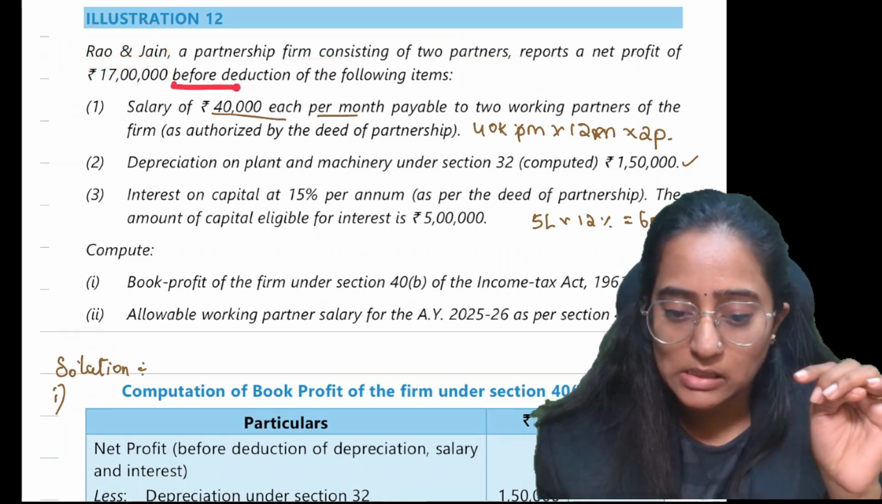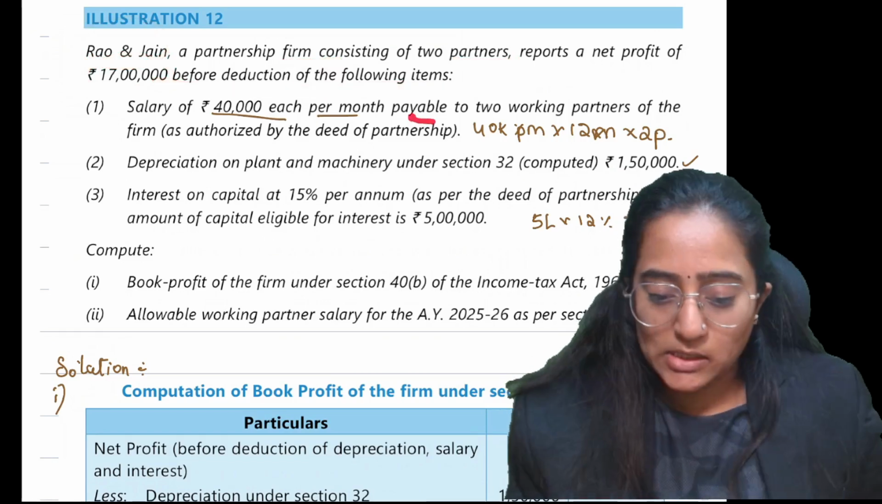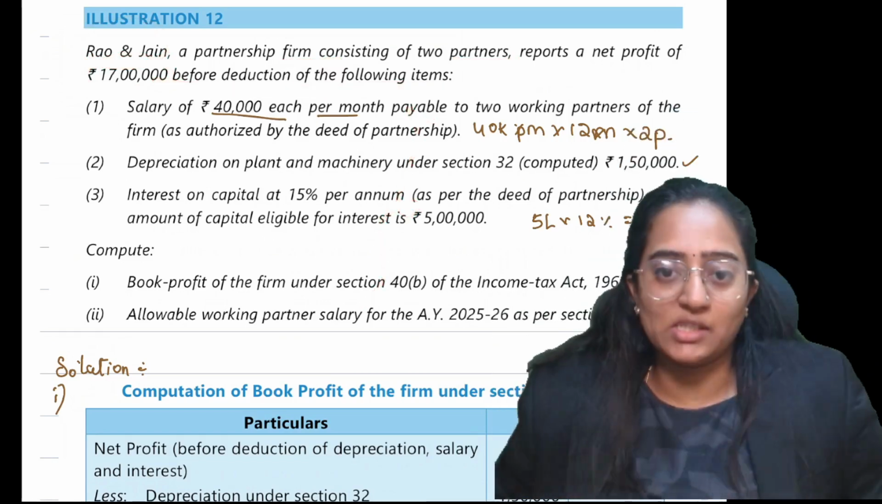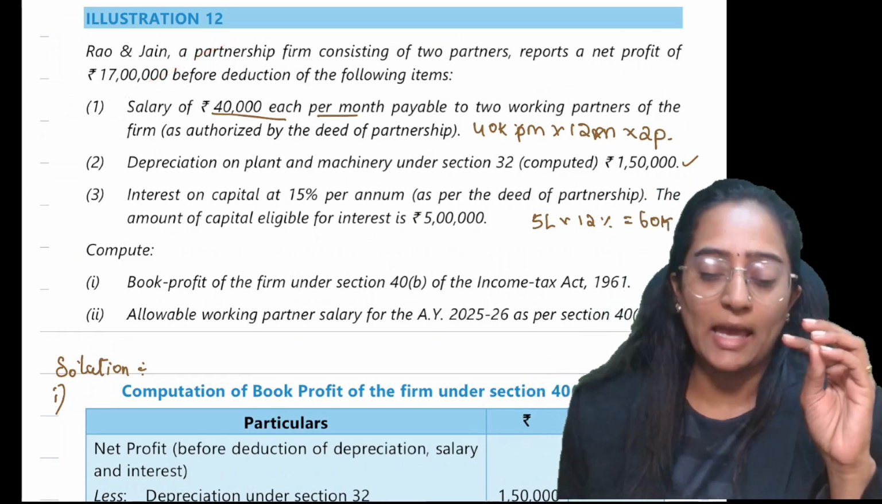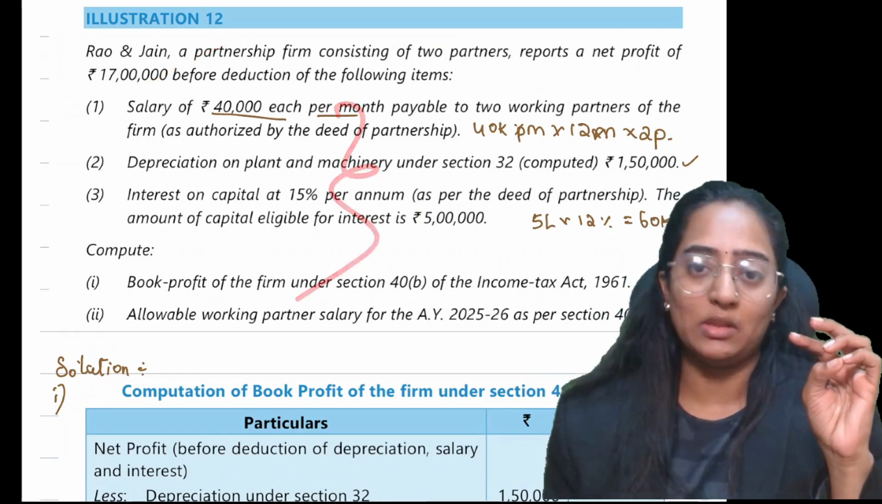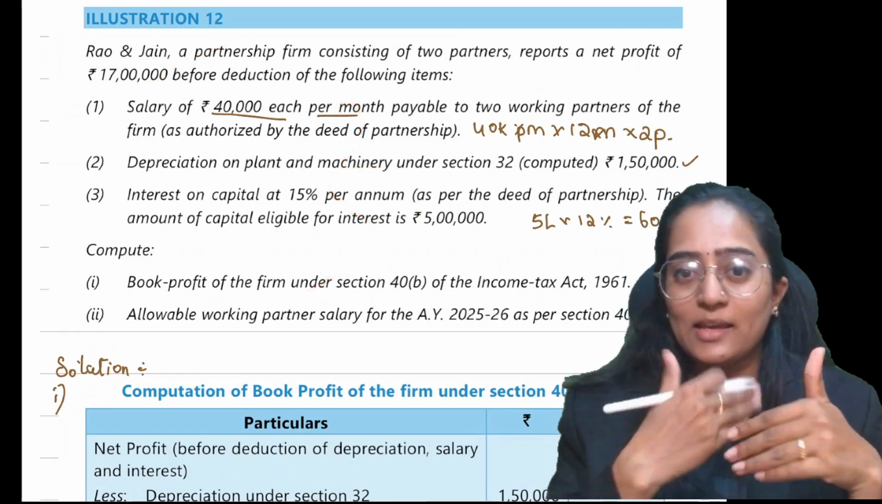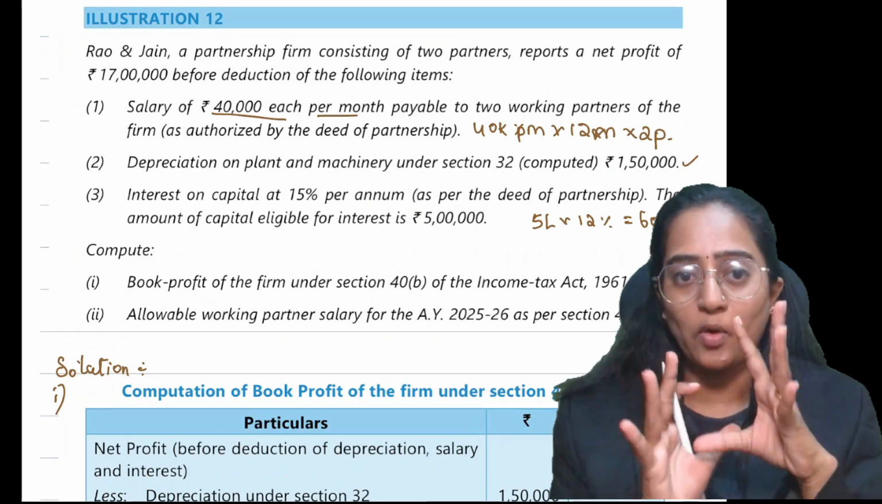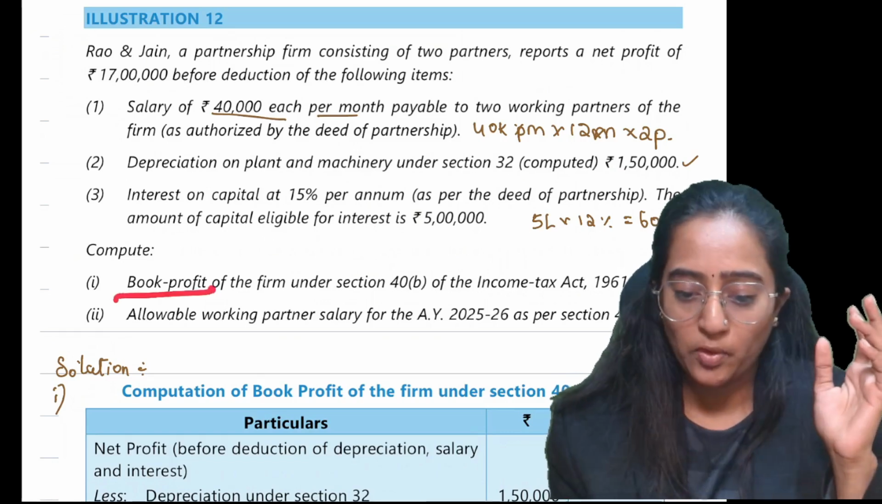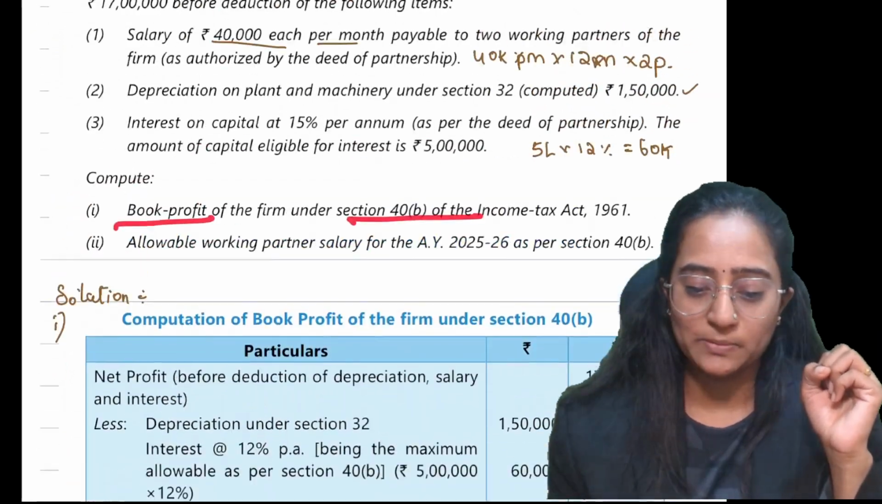Remember, in this question they have told us these points have not been adjusted. That is, this salary, this profit, whatever they have, is before adjustment of all these things. So we can directly take and subtract whatever is relevant. In order to find the book profit, first of all, book profit of the firm they have asked. Let's do the book profit.